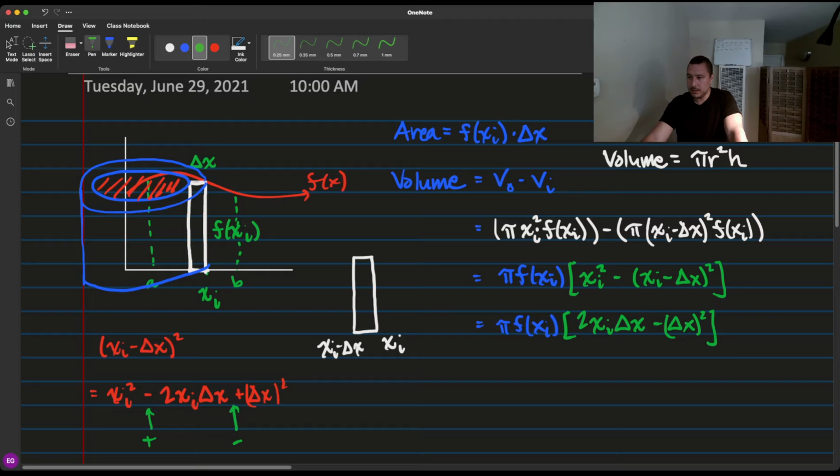Okay, which we can then distribute, and we get 2 pi xi f of xi delta x minus 2 pi f of xi delta x quantity squared.